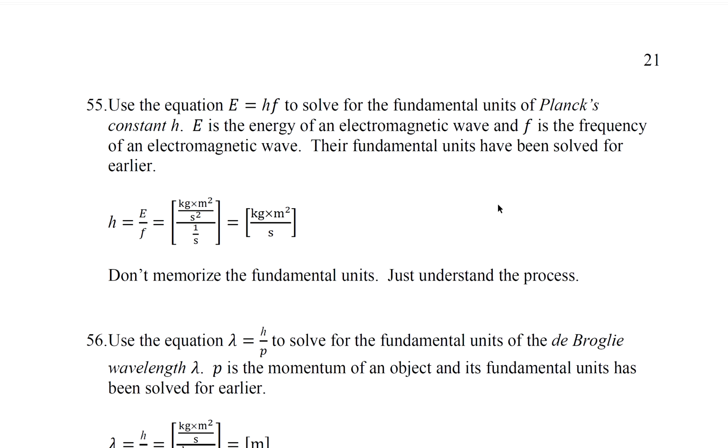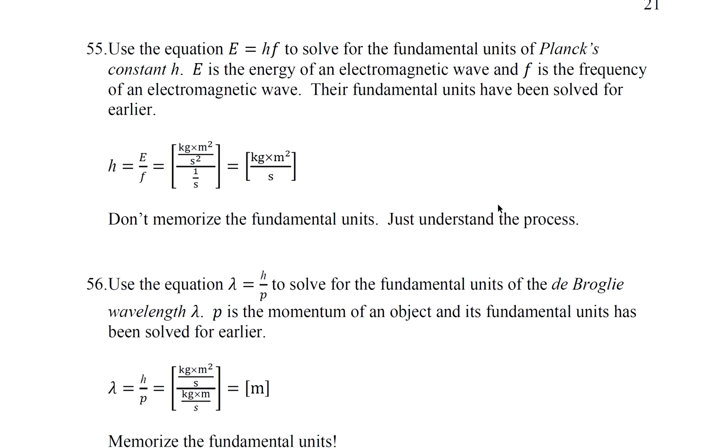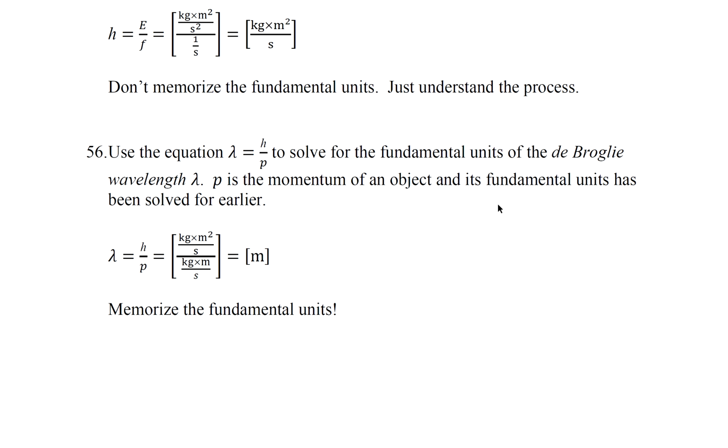Question 55, use the equation E equals h f to solve for the fundamental units of Planck's constant h. So first solve for h, plug in the fundamental units for energy and frequency, and you get an answer. Question 56, use the equation lambda equals h over p to solve for the fundamental units of the de Broglie wavelength, lambda. And wavelength should have the units of meters because it's wavelength, and we get units of meters.